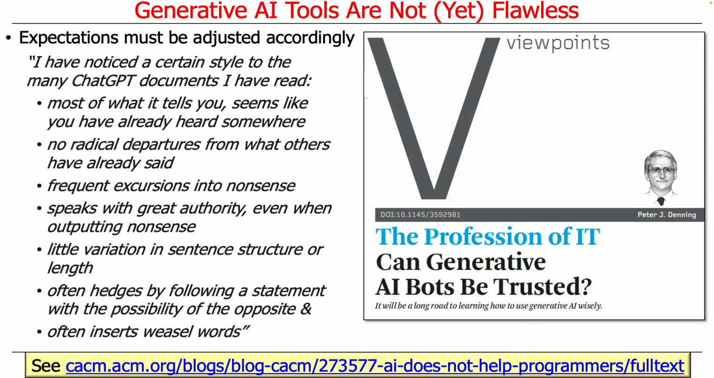And he says, "I've noticed a certain style to many of the ChatGPT documents I've read. Most of what it tells you seems like you've already heard it somewhere. There's no radical departures from what others have already said. It has frequent excursions into nonsense. It speaks with great authority, even when outputting nonsense."